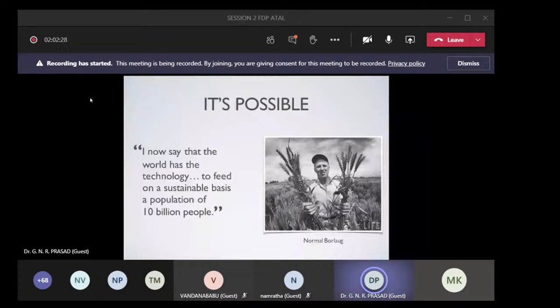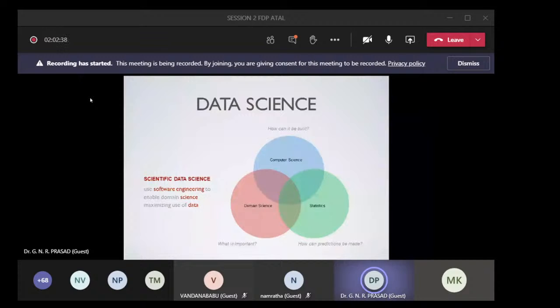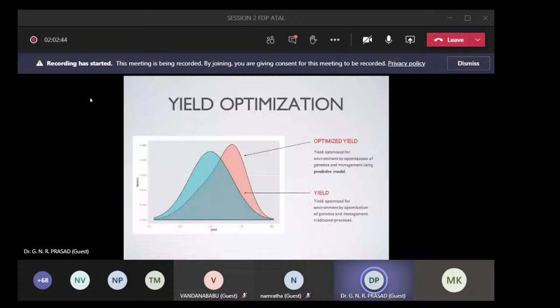This is called data science. How data science meets this is called the green revolution, the biotech revolution, the green data revolution. This is an example of data science, and coming to our point, machine learning. So yield optimization: optimize yield for the environment by optimizing the genetics and management using a predictive model, rather than traditional practices.